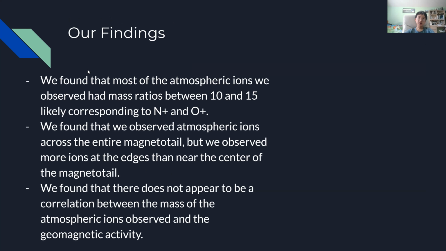So what were our findings? First of all, we found out that most of the atmospheric ions we observed had mass ratio values between 10 and 15, which likely corresponds to ions such as N plus and O plus, as mentioned a few slides before. And we also found that we observed atmospheric ions across the entire magnetotail, but we observed more ions at the edges rather than near the center of it. Finally, as mentioned before as well, we found that there does not appear to be any correlation at all between the mass of the atmospheric ions observed and the geomagnetic activity indexes.